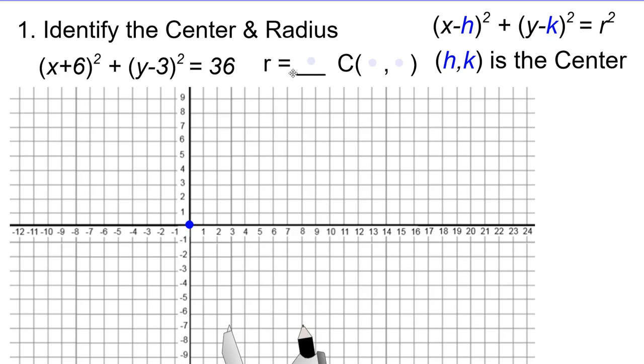So the way that we find the radius is by taking the square root of whatever this value is, right? Because that's our r squared. So what's the square root of 36? Well, that's going to be 6, right?